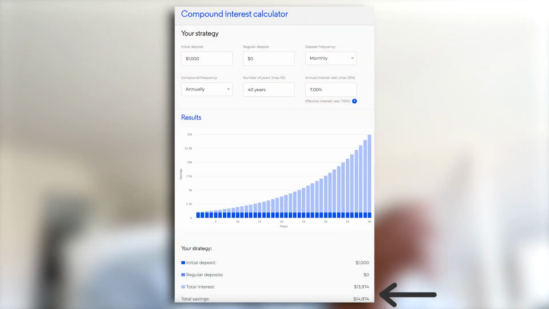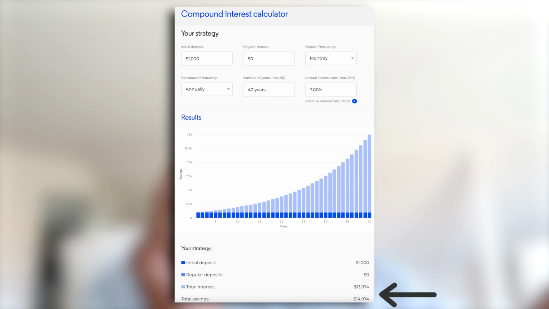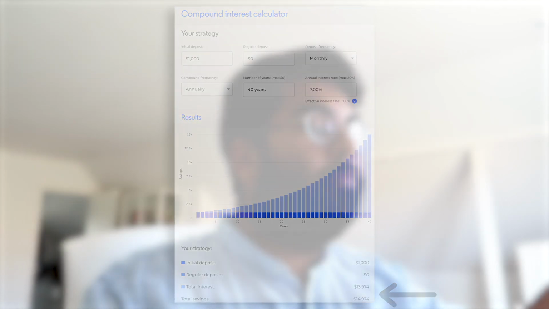When you talk about MSCI World, it has been growing at a rate of around 7 to 8% per year. So if I show you another calculator, if you have 1,000 euros and you just leave it like that, you will be able to get 14,000 euros just by leaving that 1,000 euros aside. So you're making your money 14 times in 40 years. But again, 40 years is too much to wait. So we try to change it a bit.